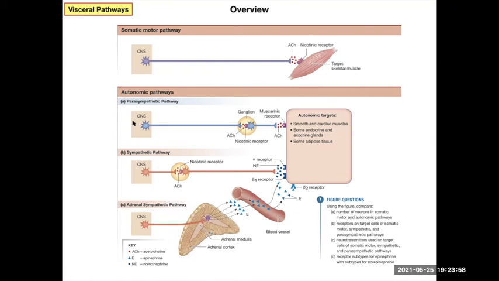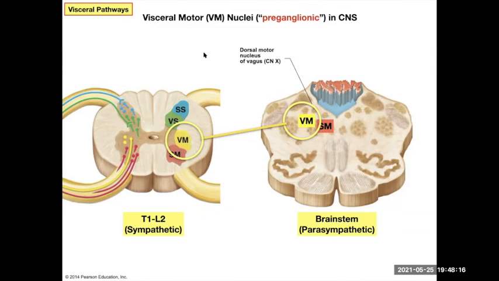For autonomic pathways, there's going to be two neurons for the most part, with one single exception, that are going to talk to another neuron in these ganglia over here. And the targets will be smooth and cardiac muscle, endocrine and exocrine glands, and some adipose tissue. What I was saying was the difference between the two, somatic and visceral, and then we'll see a difference between the two divisions of your autonomic, parasympathetic and sympathetic.